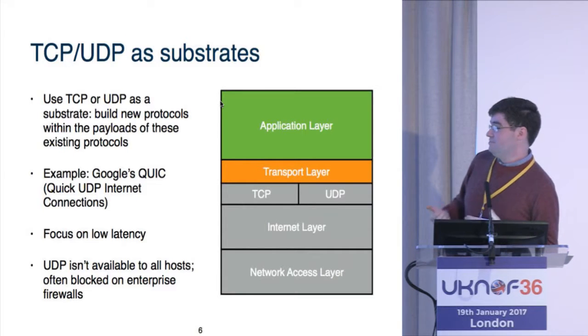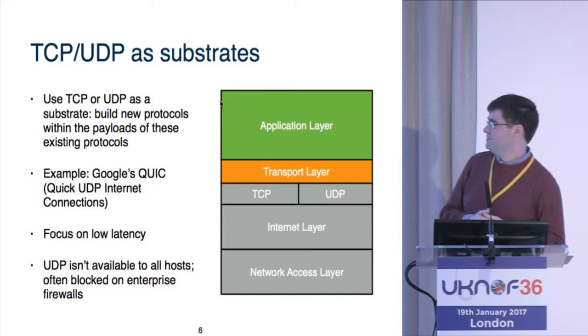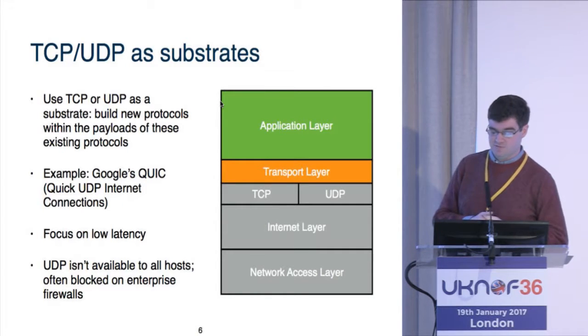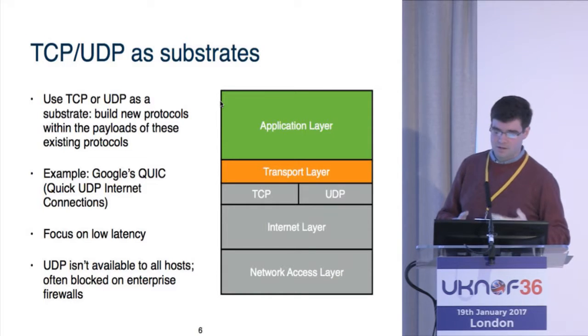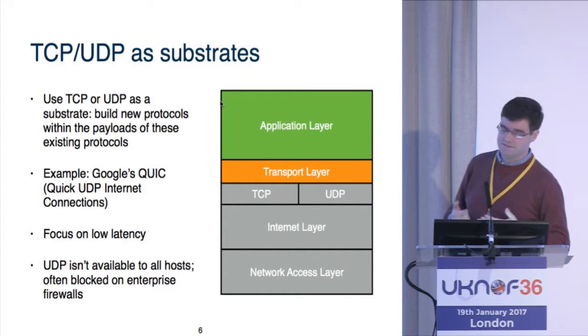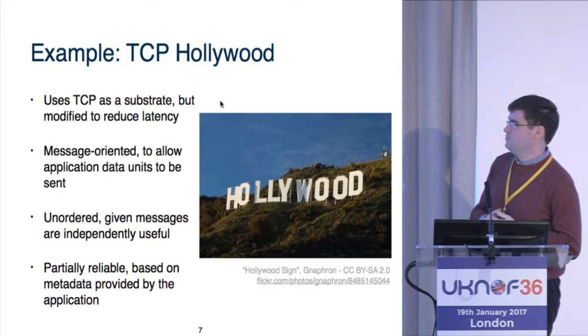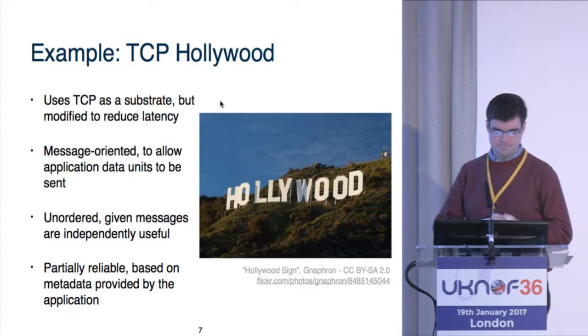Now, unfortunately, UDP isn't available to all hosts, and by Google's numbers, it's around 5 to 10% of these QUIC connections fall back to regular TCP. Either UDP is rate limited to the point where it's slower than TCP would be, or it's entirely blocked behind enterprise firewalls. And so what we need is a solution for this that uses TCP as well. And that's the protocol that we're working on at the moment, TCP Hollywood. It uses TCP as a substrate, but again, it's designed to reduce latency.